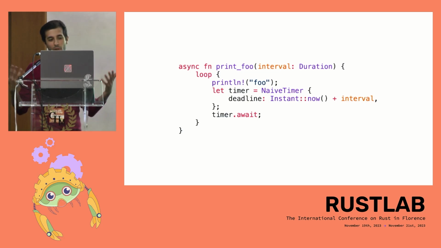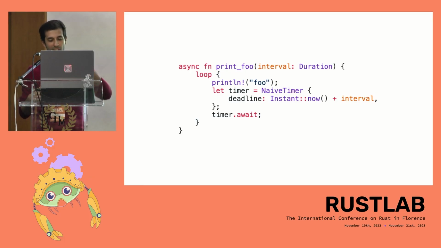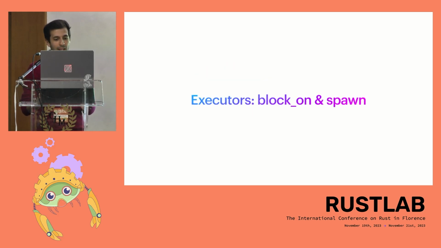The more common way to do it is to write an asynchronous function. In this case, we're using that timer future to print line foo in a loop at a certain interval, at a certain rate. You can see here we're instantiating the function and then calling await on it. Under the hood this creates a future like the one that we manually implemented before. It's a state machine that makes forward progress every time it's polled, or anytime it's ready to be polled.